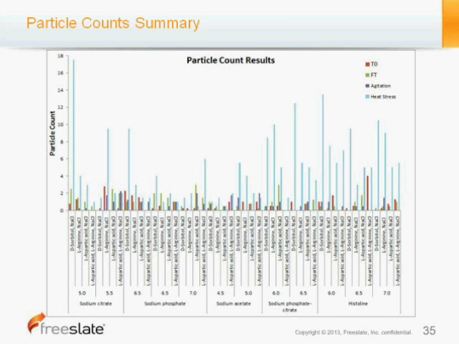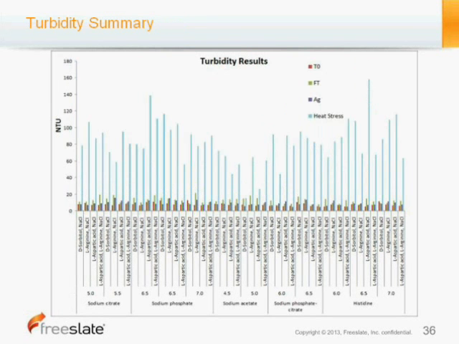So these are results from the automated system. And then perhaps most surprisingly, the turbidity increased across all of the formulations significantly compared to T0. If you look at T0, we're looking at an NTU of less than 10 or so. There are maybe some slight increases with the freeze-thaw and the agitation, whereas with the heat stress there's a considerable increase in turbidity across all formulations.